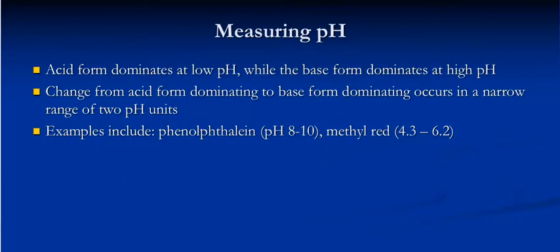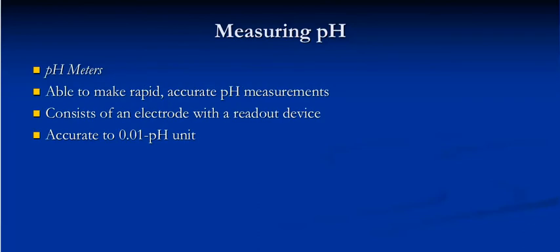And so the acid form will dominate at the low pH, that's got one color, and your base form will dominate at the high pH, and that's got a different color. And as they change colors, you will be able to tell whether it's acidic or basic. One of the most common ones is phenolphthalein. It changes from colorless to pink as the acidity changes. pH meters also measure pH, and these will give you a digital readout of the pH. They're usually accurate to about 0.01 pH units. So if you want to get close to the actual pH, pH meters are the way to go.